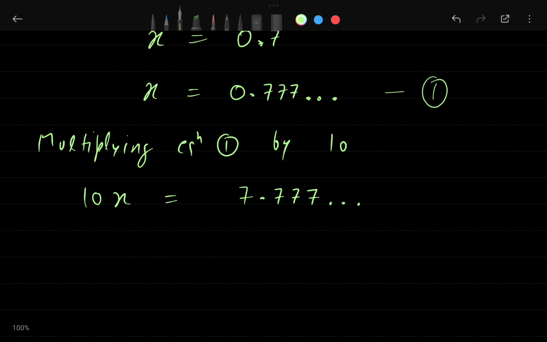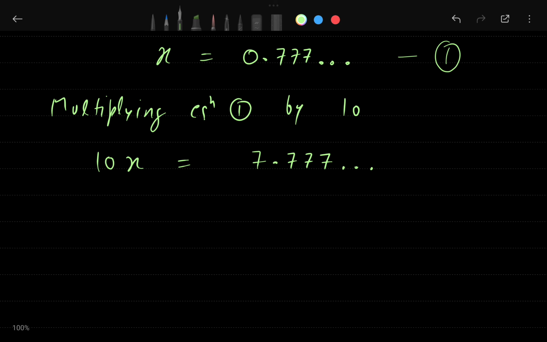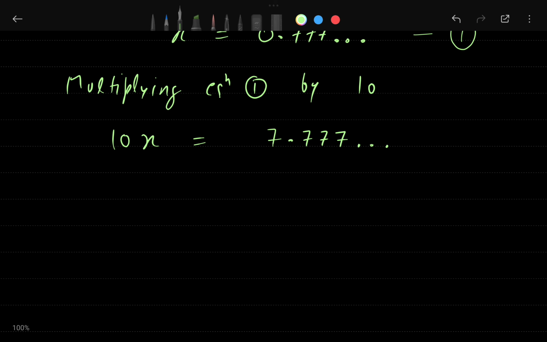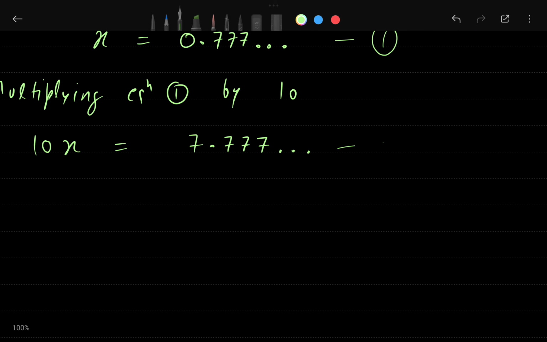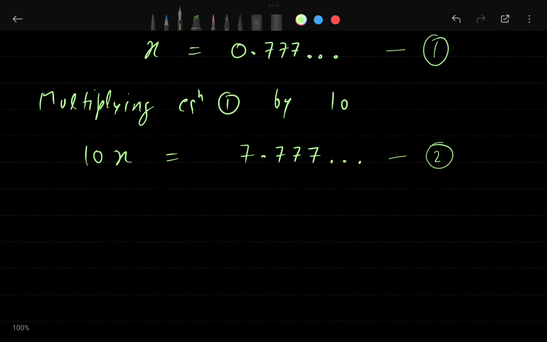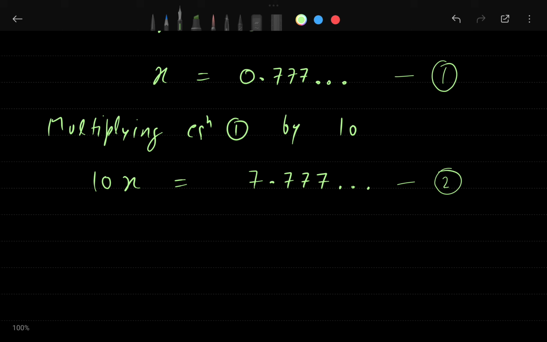If you write it two times, your answer will be incorrect. Okay, now this is my equation 2, so I will represent this by equation 2. Now what you need to do is subtract equation 2 from 1. So we will write subtract 2 from 1, not 2 from 1, 1 from 2. Okay, so take note of this. You have to subtract 1 from 2 and not 2 from 1.